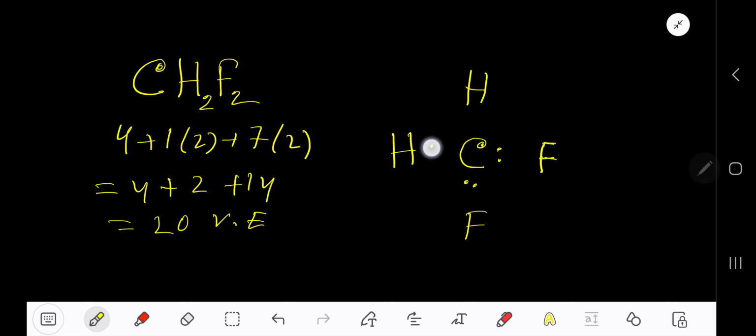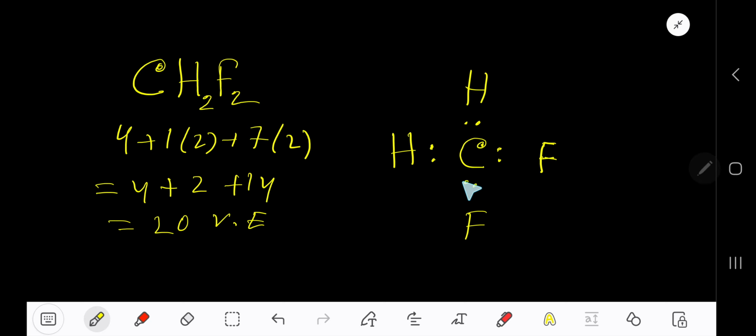For connecting two atoms, you have to use two dots. So we have connected 5 atoms together, 2, 4, 6, 8. Now you need to satisfy the octet of the outer atoms. So fluorine is an outer atom, and hydrogen is always considered an outer atom.